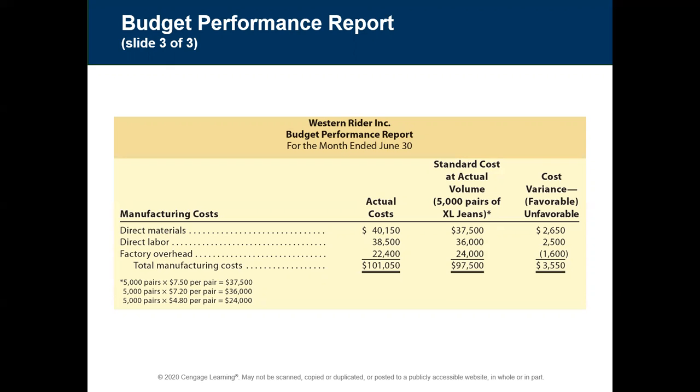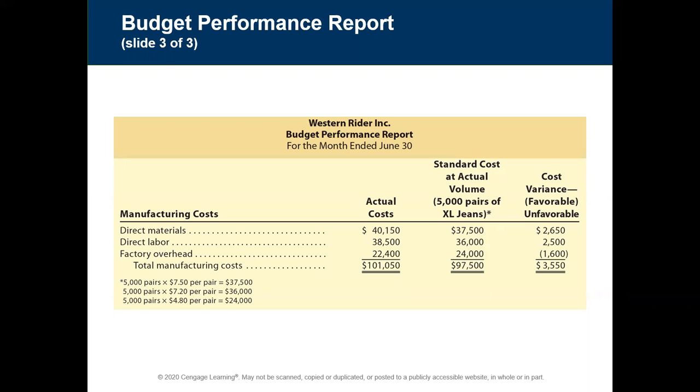So in this case, our actual costs were higher than our standard costs. So we would say that we had a $2,650 unfavorable variance. So that would lead us as managers to say, well, what led to that, right? Why did we spend $2,650 more on materials for this run of 5,000 jeans than what we thought we should?